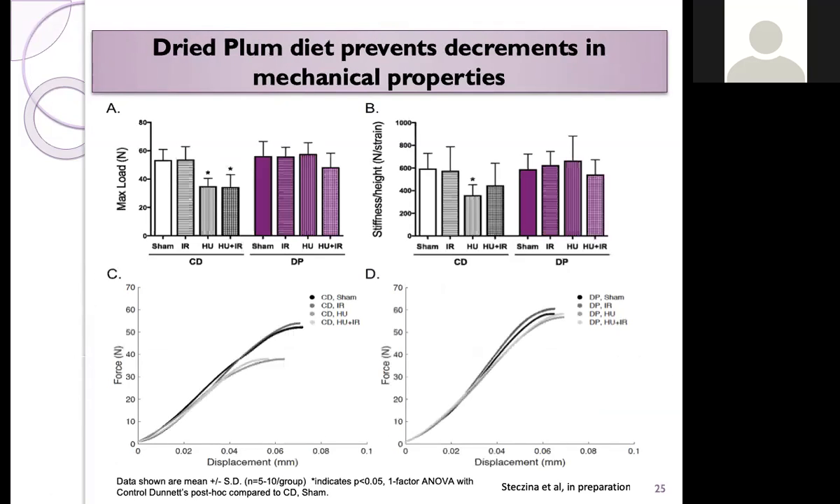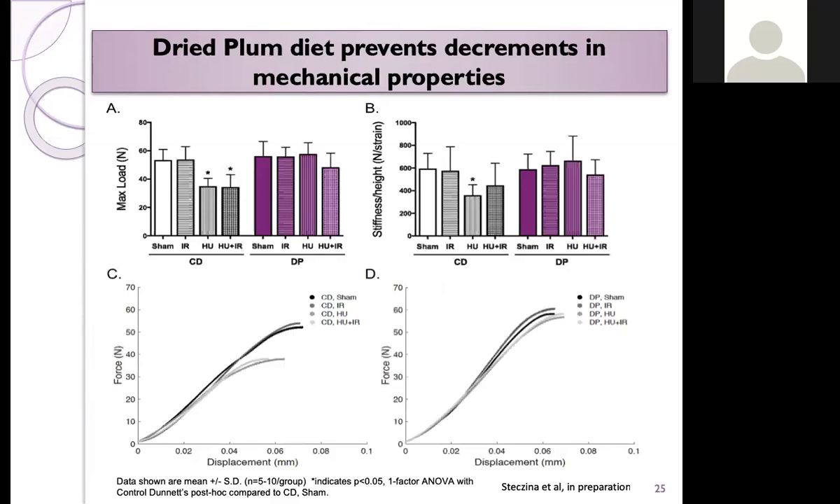We went ahead and did axial loading testing with the vertebra for maximum load and the stiffness of the bone. And mice exposed to HU and HU plus IR have a strong decrease in maximum load and stiffness when fed the control diet, but mice fed the dry plant diet don't sustain such a decrease. And here are some representative images where you can see the difference.